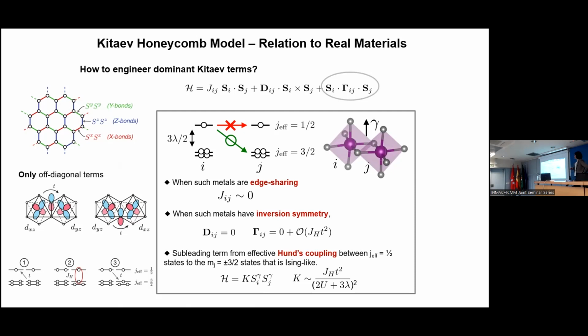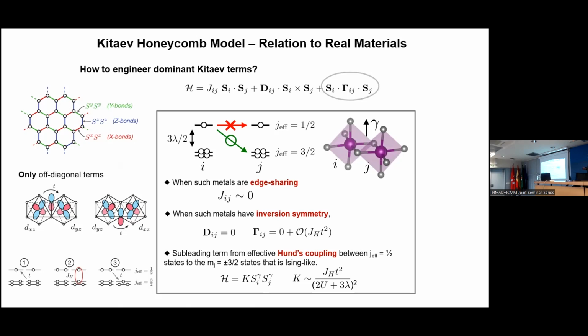And the interactions that survive are indeed interactions between the neighbor spins, which are, in fact, virtually coming from the interactions with these J effective 3/2, which is shown here, right? So it's a second order type of interaction. And this is the Kitaev interaction. The Kitaev interaction is an Ising type of interaction. And as you can see by the coupling, it's dependent on the Hund's coupling. So it only appears in a multi-orbital system with a strong spin orbit coupling.